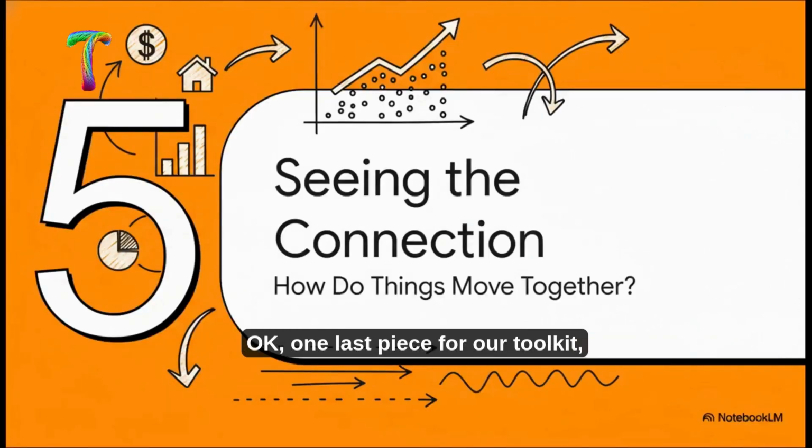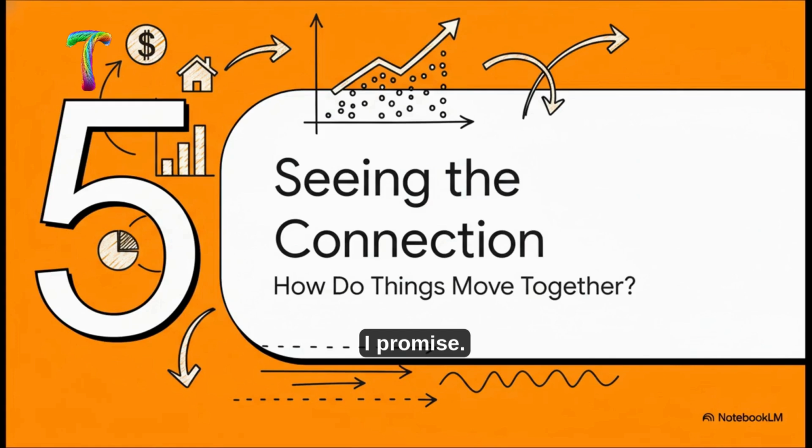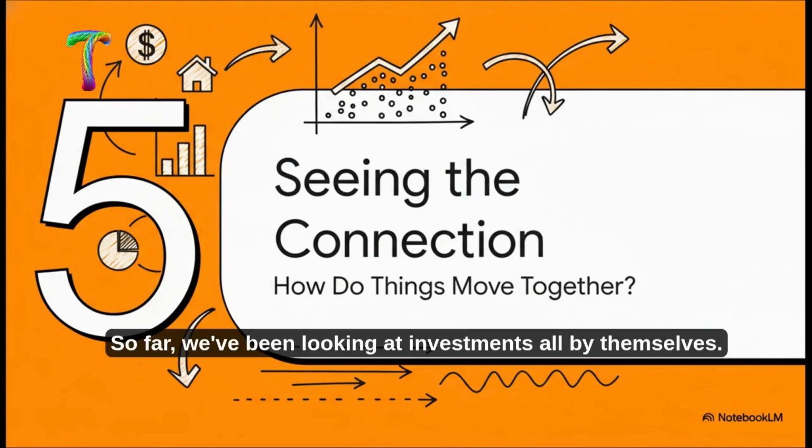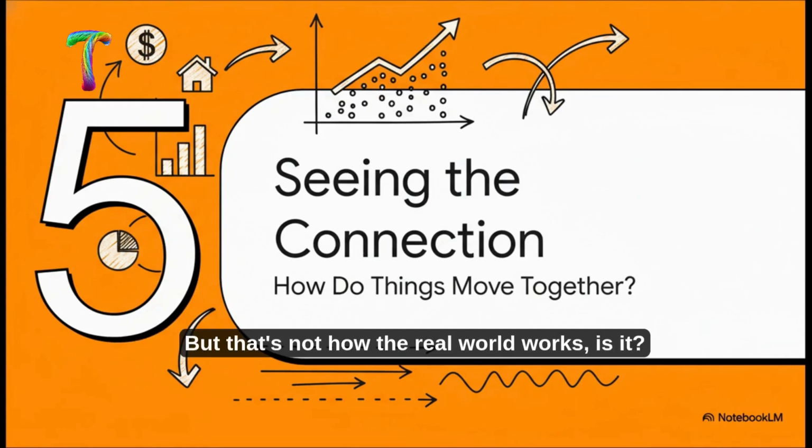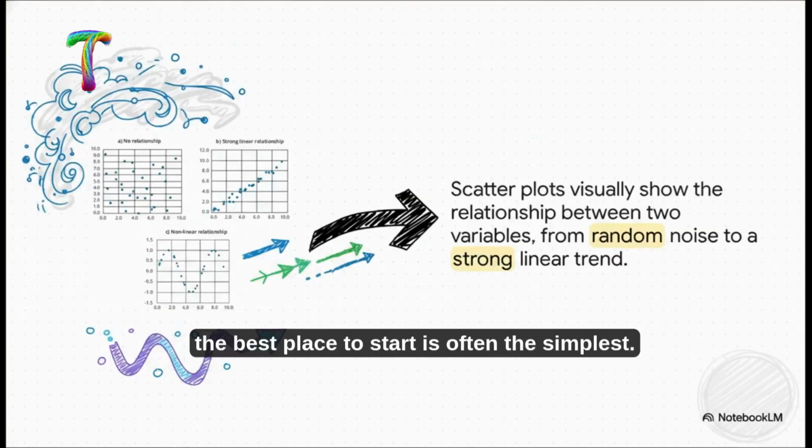Okay, one last piece for our toolkit, I promise. So far, we've been looking at investments all by themselves. But that's not how the real world works, is it? So the final question we have to ask is, how do these things move together? You know, the best place to start is often the simplest. Just look at the data. Throw it on a scatter plot.